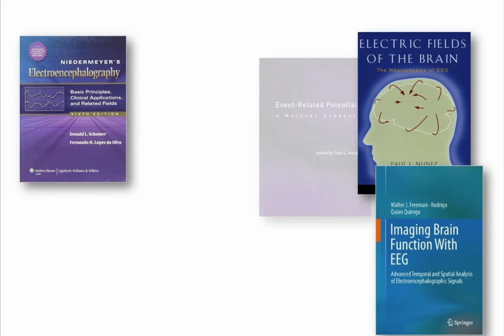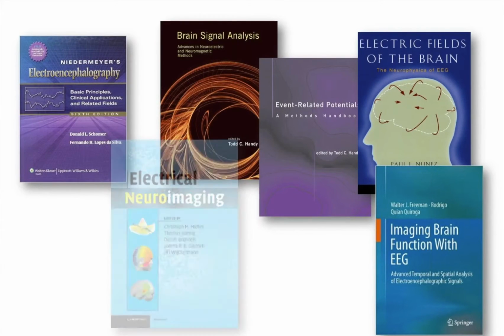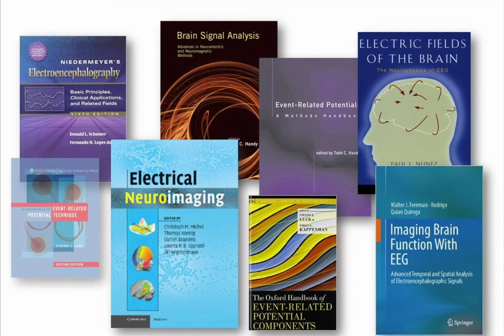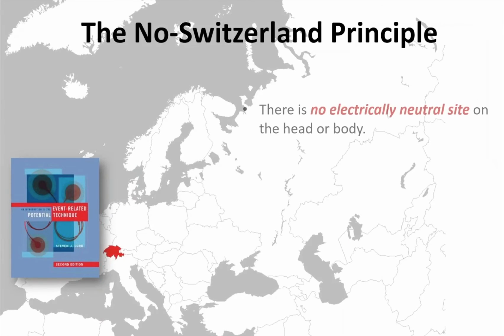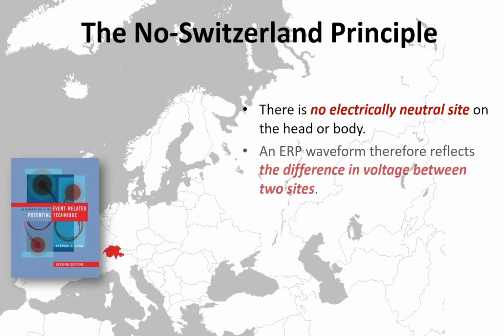And any number of different books in the literature will tell you what to do. And this is just a sampling of some of the books that are out there about EEG analyses. And I'll single out one of them in particular because it's become quite popular over the years. Steve Luck's very, very accessible book talks about a phenomenon that he terms the no Switzerland principle. And being a good Swiss American, this caught my attention.